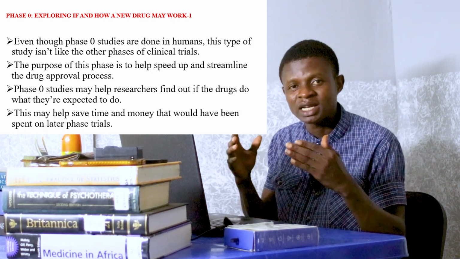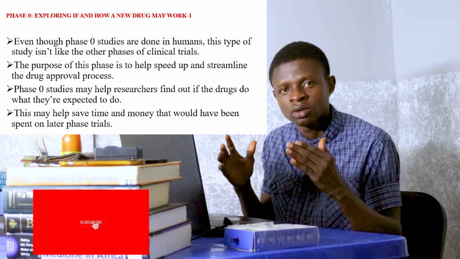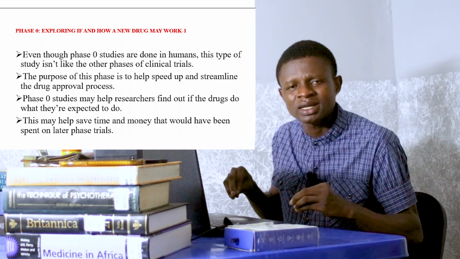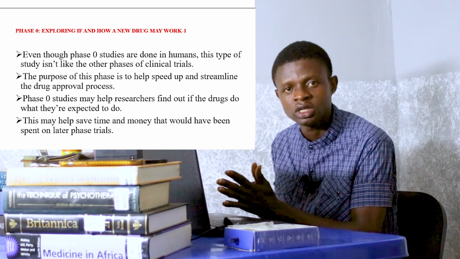And it is not widely done. So in the phase 0 study, it helps researchers to find out if the drug does what it is expected to do. So the researchers will find out, okay, we want the drug to prevent COVID-19. Is it able to do that? This is what researchers will try to find out: is the drug or the treatment able to do what it is expected to do in phase 0?